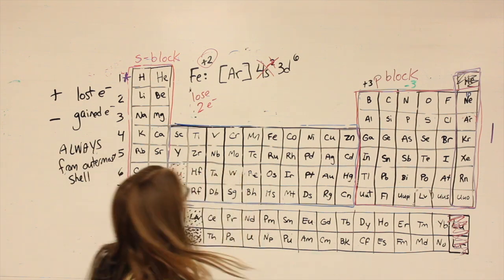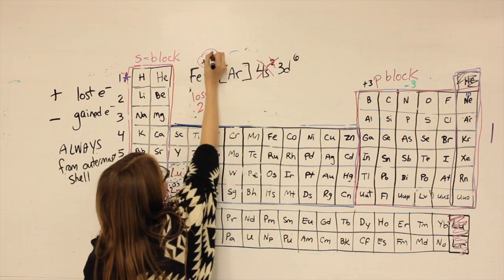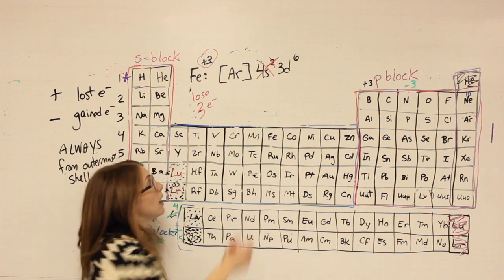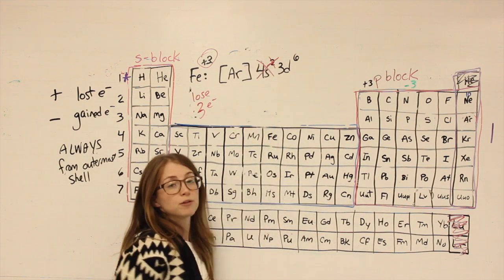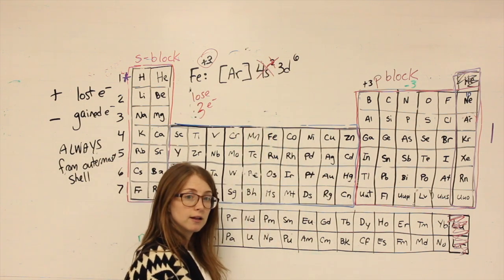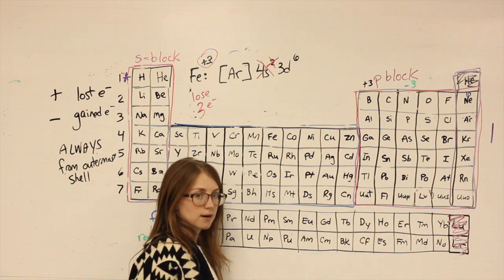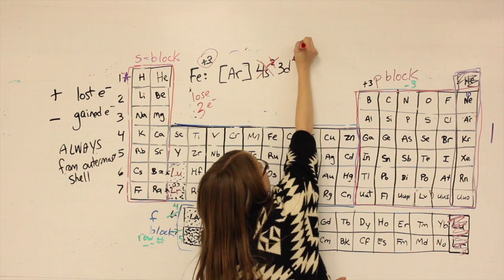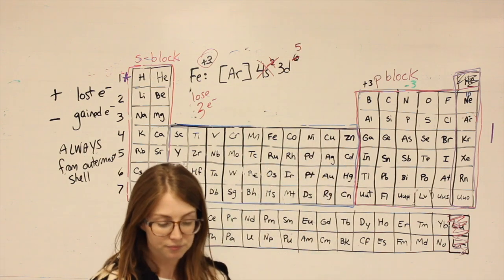If instead the question asked you for iron plus 3, so now I want to lose 3 electrons, I still would have taken the 2 away from the fourth shell, because that's my outermost shell, but I need to take 1 more. Now the third shell is my outermost shell, and I can reduce that down to 5.